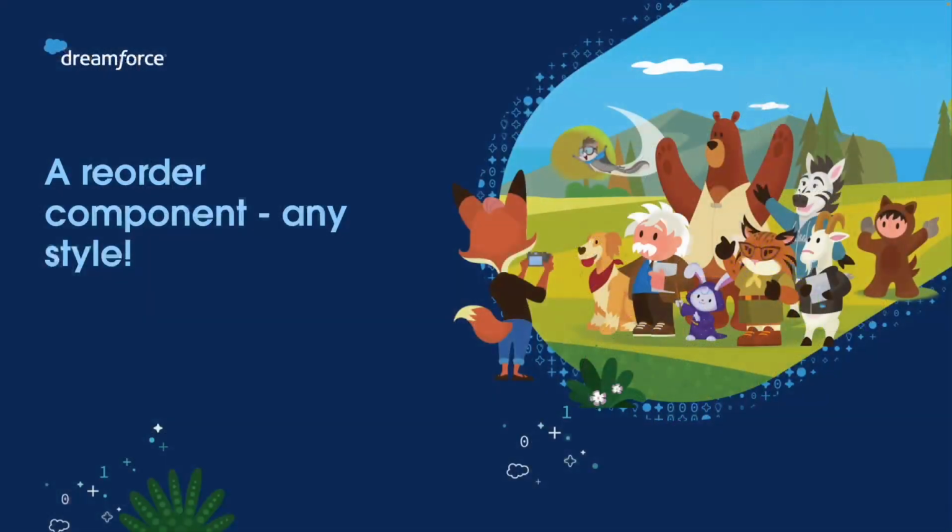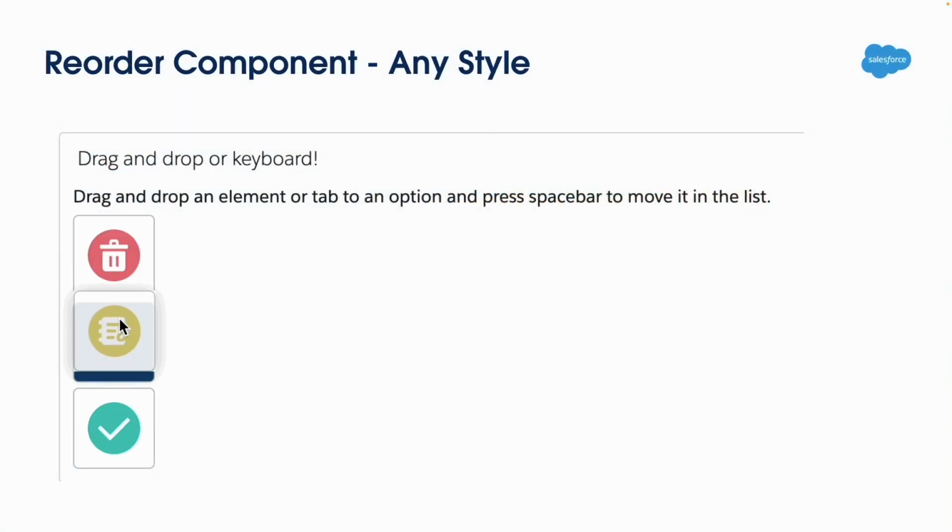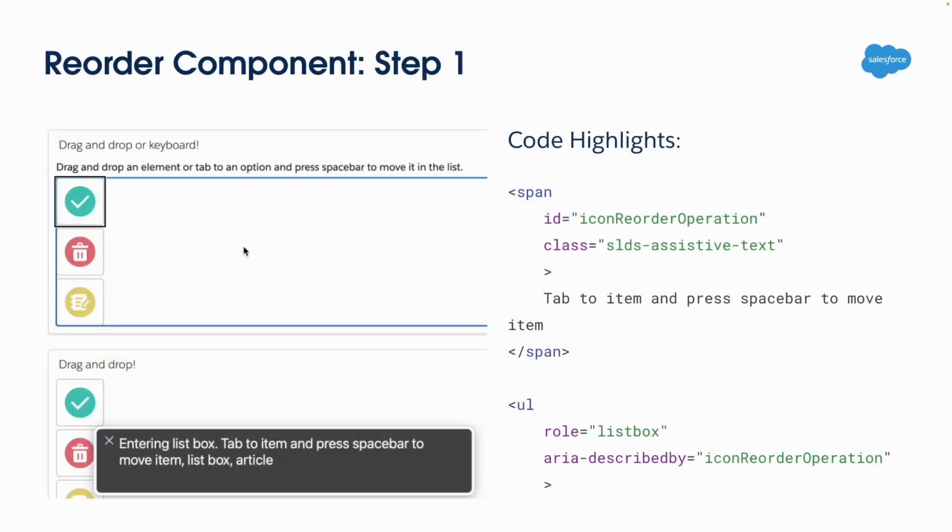Okay, when we put it all together, we get our reorder component. So we can drag it, drop it, and we can select items through our keyboard, and we can move those like that as well. Okay, so let's look at some code highlights behind the scenes.